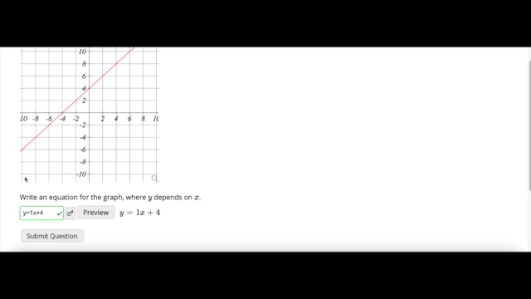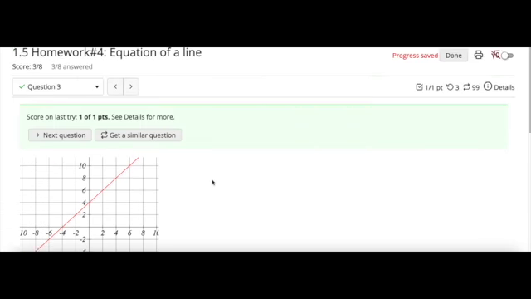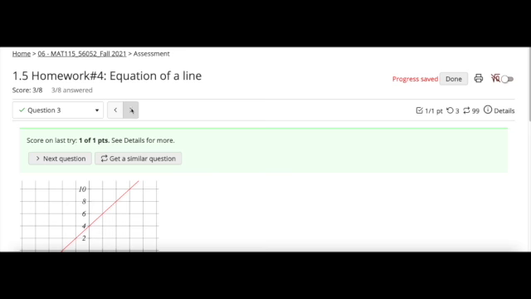It probably doesn't even need the 1. It probably can just take the x because it's already understood that that's a 1 there, and it took it as well, so either one is going to be fine. Again, I hope you'll agree that this is easy.